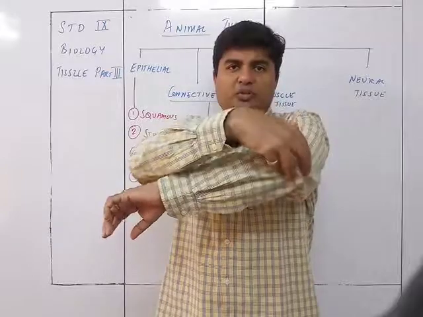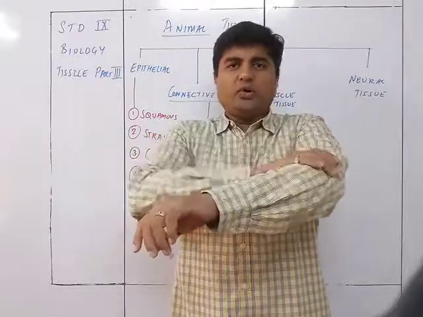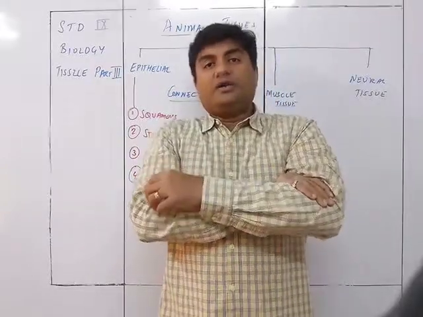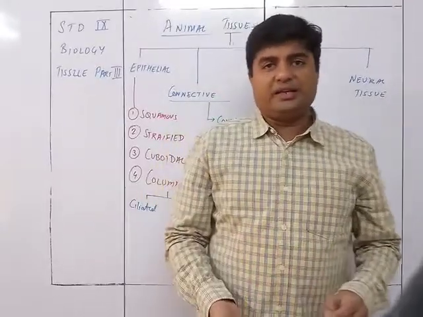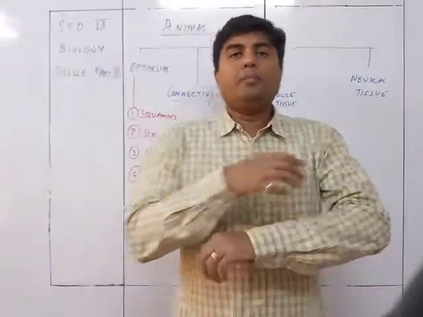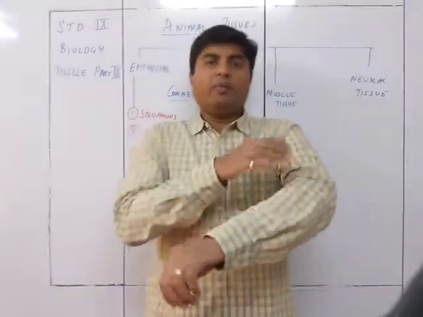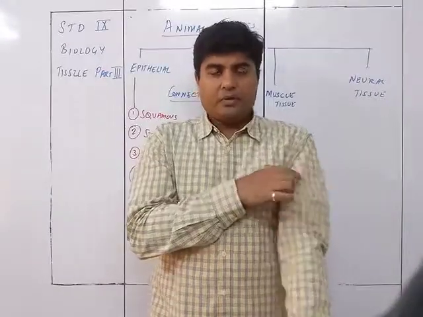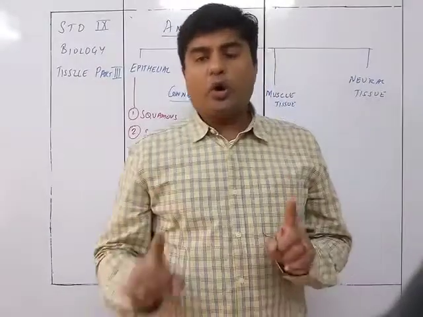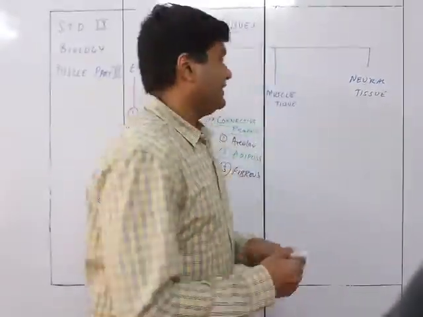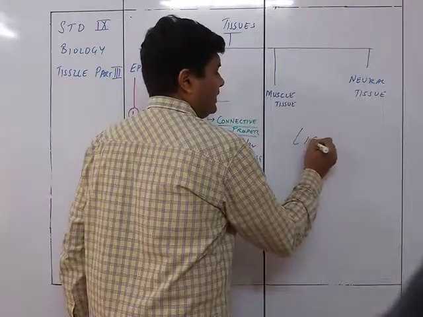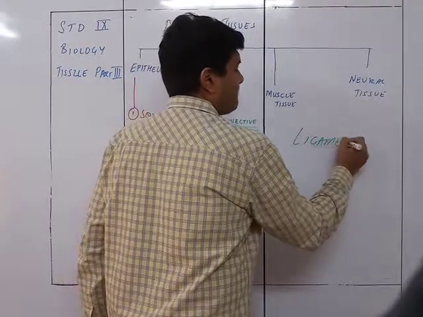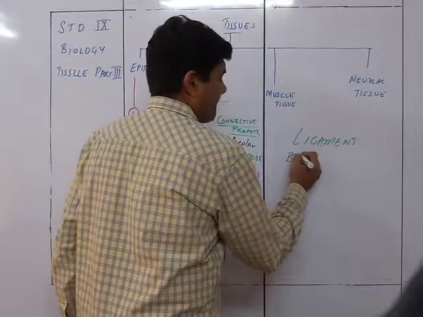The joint between these two bones, okay, there is going to be some kind of tissue which is connecting it. That connecting tissue is going to be either between the bones or between the bone and the muscle. So when it is bone to bone, it is ligament. So ligament is bone to bone.